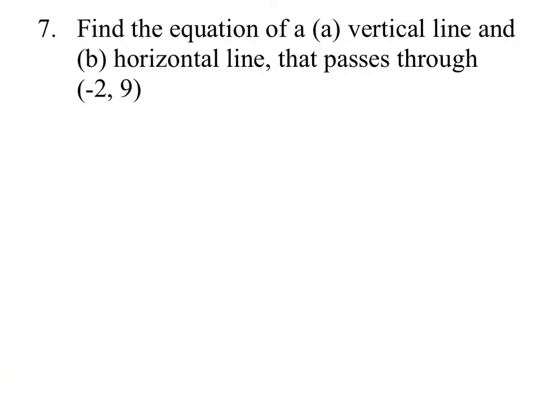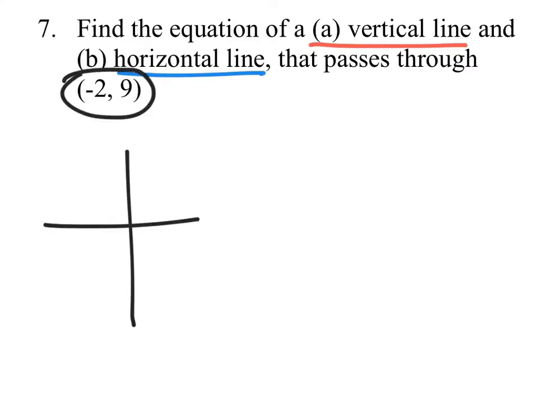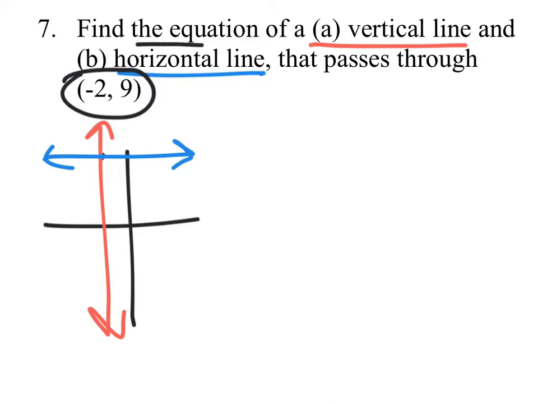Question number 7 says, find the equation of a vertical line and a horizontal line that passes through (-2, 9). So I know that (-2, 9) is about, if we go over to the left 2 spots, then up about 9, I'm just ballparking it. It's going to be about right there on the coordinate plane. And it says we've got to figure out the equation of a vertical line, which is going to look a little bit like that, and a horizontal line, which is going to look like this. But we don't really need to worry about plotting it. We simply need to figure out the equation.